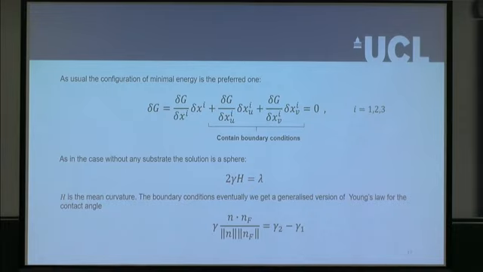By taking the minimum of this functional, we can find, as usual, the Euler-Lagrange equation that tells us that the minimal configuration for such a system is a sphere. No surprise about that. And the boundary conditions give us a generalized Young's law for contact angles in this case, where this would be the cosine of the contact angle point by point.